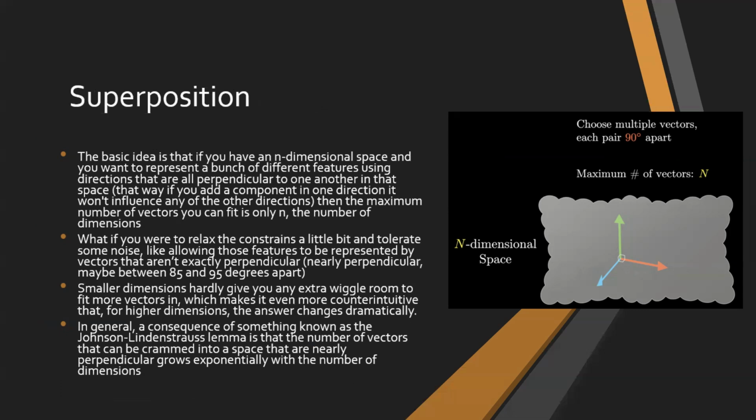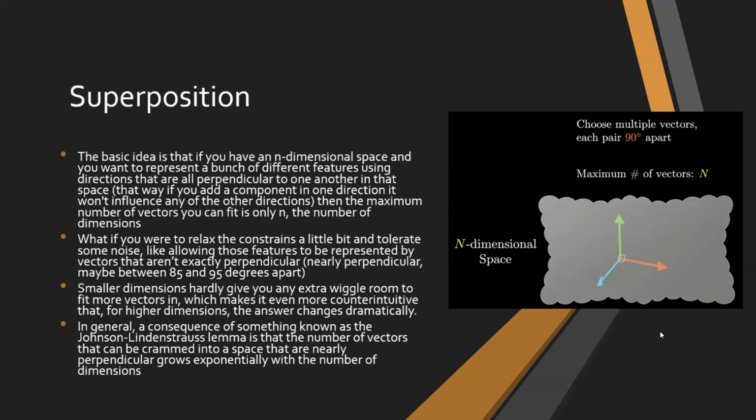The basic idea is that if you have an n-dimensional space and you want to represent a bunch of different features using directions that are all perpendicular to one another in that space, that way, if you add a component in one direction, it won't influence any of the other directions, then the maximum number of vectors you can fit is only n, the number of dimensions, which is visualized right here with the image.